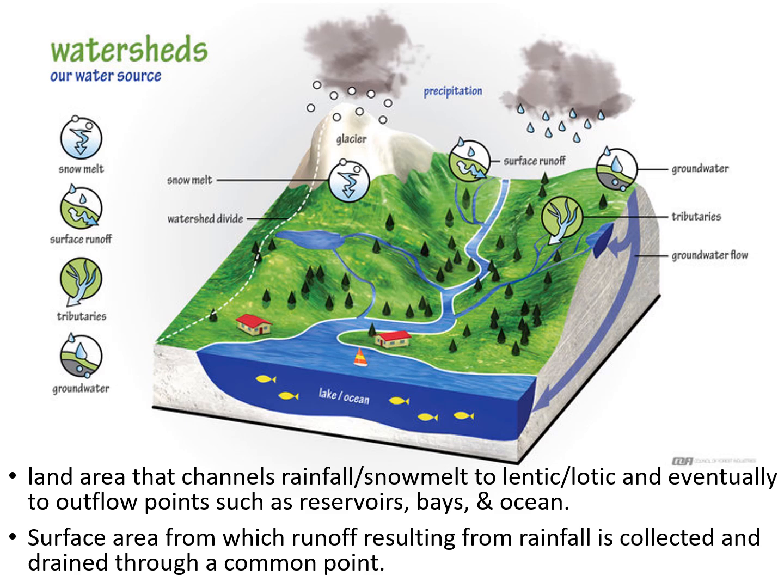It's a land area or the surface area through which surface runoff coming from rainfall or snowmelt is channelized towards lentic or lotic water bodies. Now, lentic is actually standing water bodies or still water bodies. Lotic is actually running water bodies.